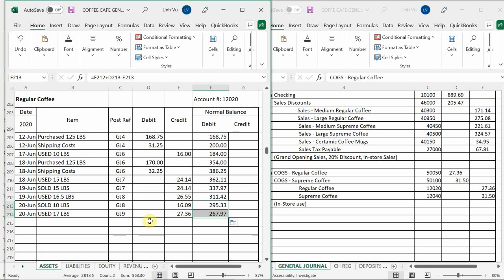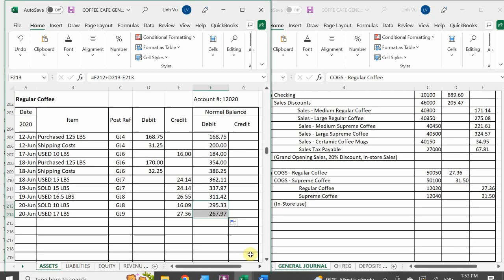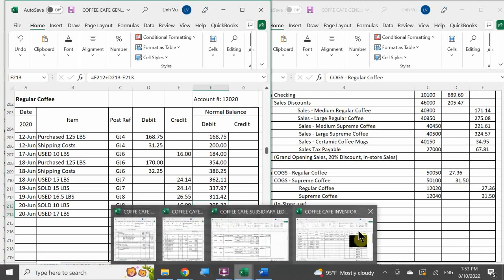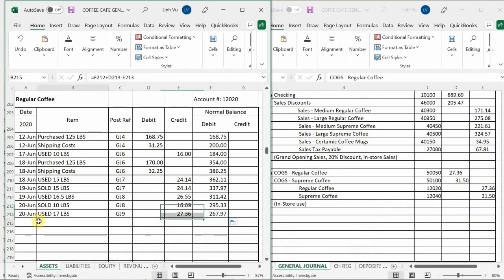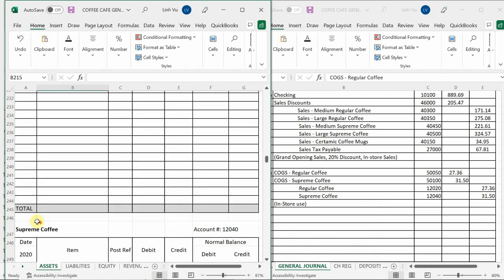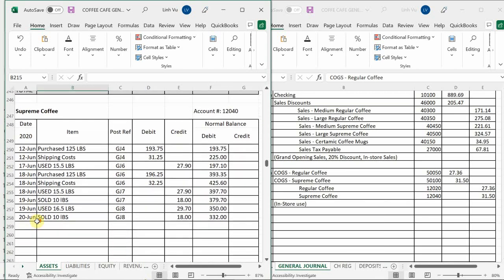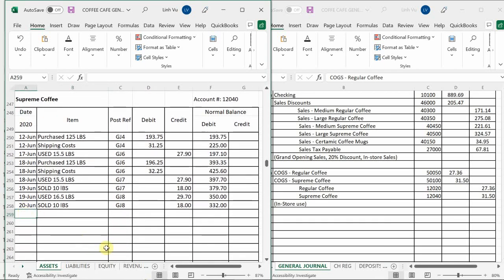Okay. And then down to the Supreme. All right, so then you got 267.97. Does that match your inventory worksheet? I believe it does. Yeah. Yep. Okay. Yeah, it does. All right, and then last but not least, Supreme Coffee. We use 17 and a half, and it was 31.50.